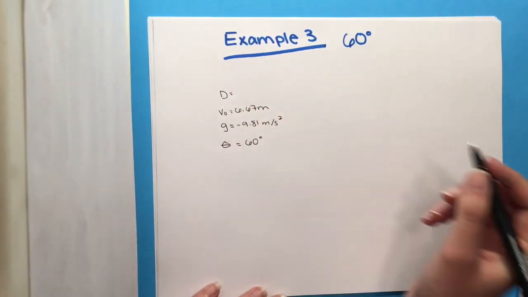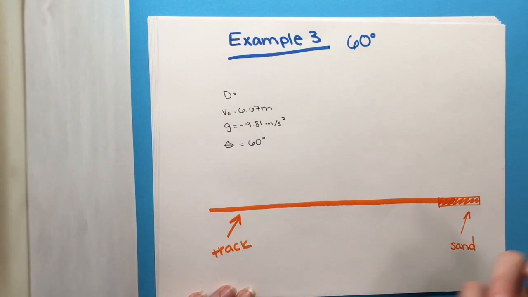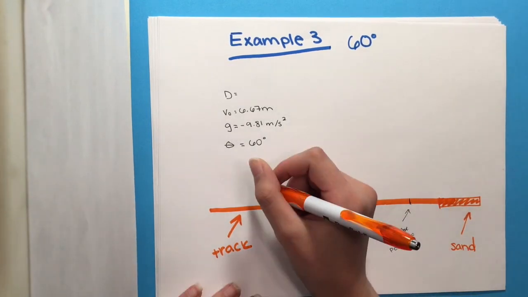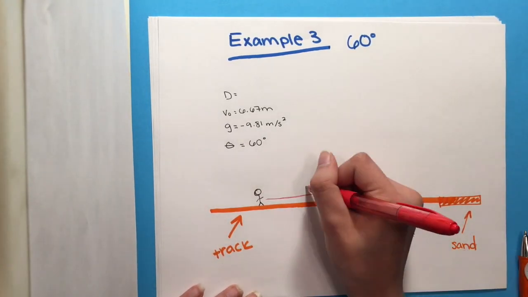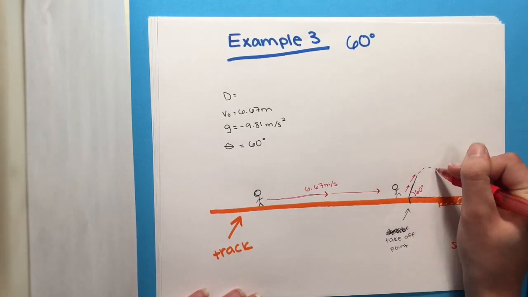Now for the third example, we will use 60 degrees. Again, the same setup and variables, except this time the final distance decreases to 3.93 meters, or 12.9 feet.